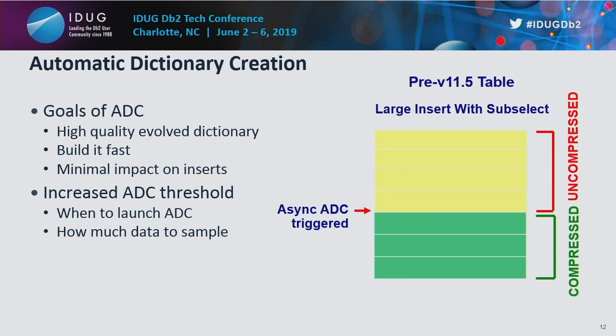So in 11.5, now the ADC threshold is 500,000 rows for a single MLN and 1 million rows for multiple MLNs. But that's the total. So the per MLN threshold will, of course, be 1 million divided by the number of MLNs. Okay, so the way this automatic dictionary creation works, we're going to start the insert, collect the data we're seeing, and then build a dictionary. And then only after that dictionary is built, then everything is compressed. So that's a generic model that we're going to use for ADC.